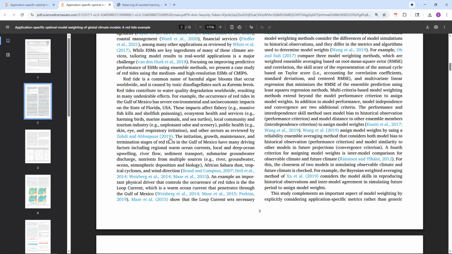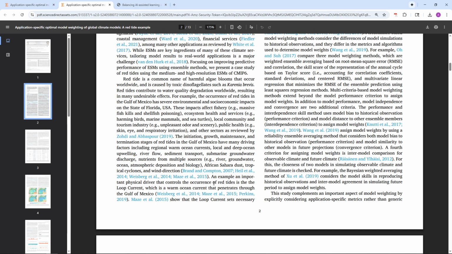But anyway, here I introduce what red tide is and the impact of red tide, why this is important, why we are studying this. Then I will talk about the drivers of red tide. The drivers of red tide could be discharge, nutrients, atmospheric deposition, and so on.